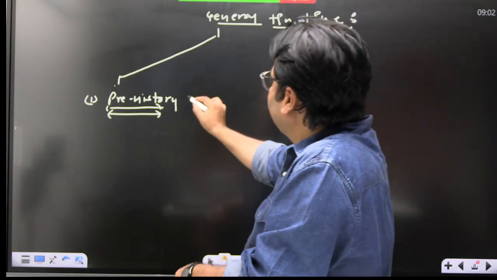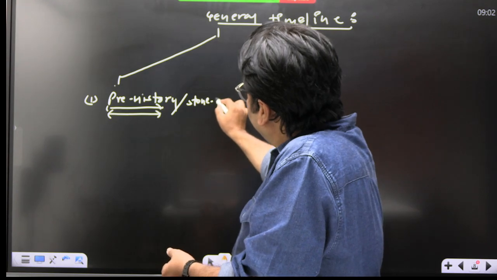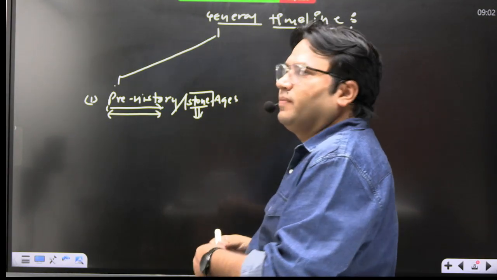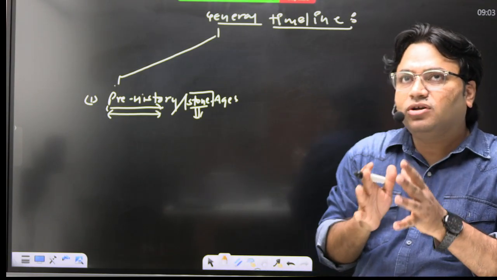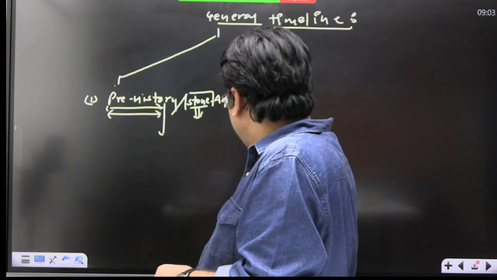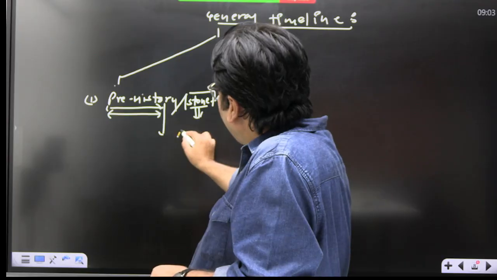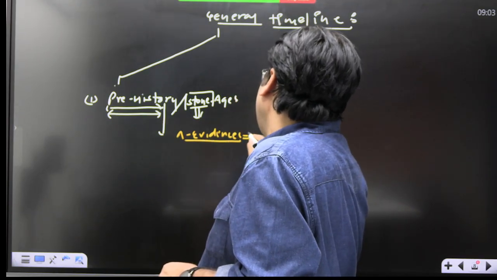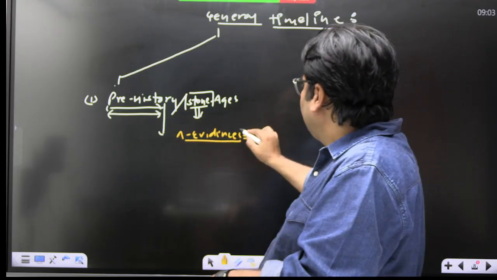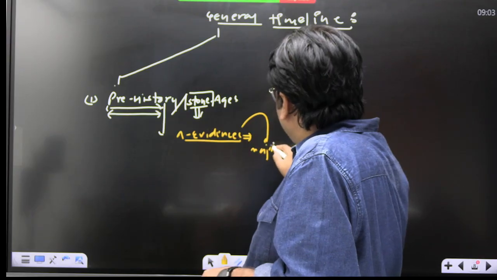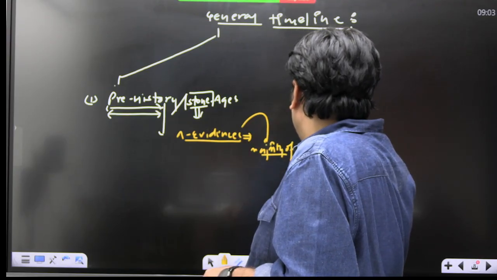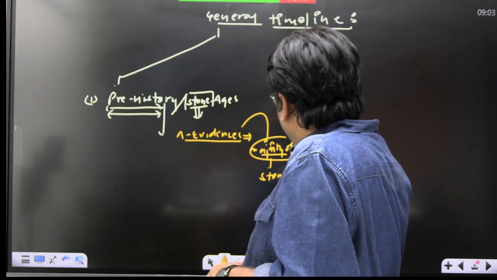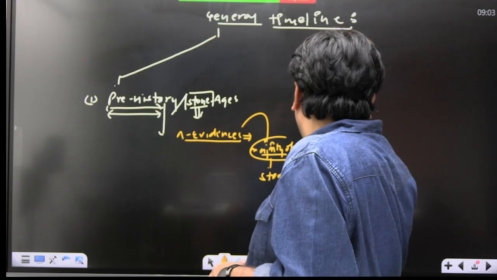So look, this prehistory is also known as Stone Ages. Why is it called Stone Ages? Because what is the source of historical information? Archaeological evidences, right? No written records available. And in these archaeological evidences, the main evidence is stone tools and implements.